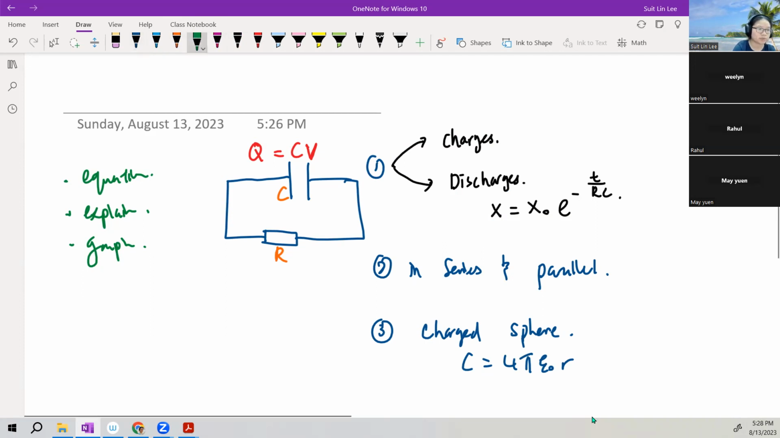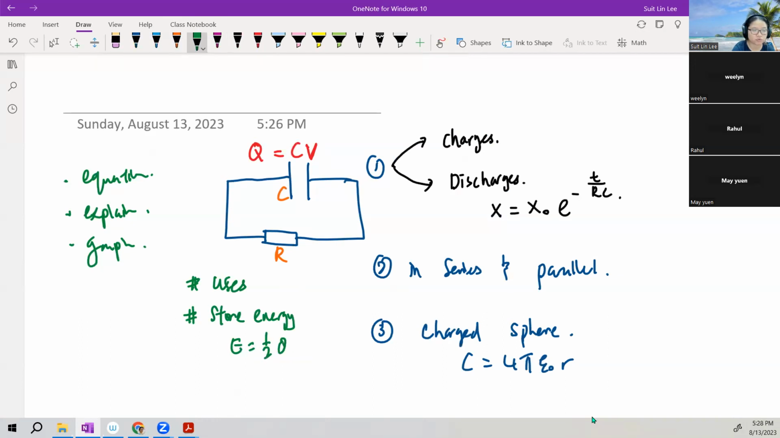The basic explanation ones are uses of the capacitor, already listed down in the notes for you. Uses of the capacitor, why it stores energy: E is equal to half QV and not half QV squared. And finally, the explanation of this graph. Explain why Q and V, the same graph, have the same shape. Okay, well, these are the explanations.